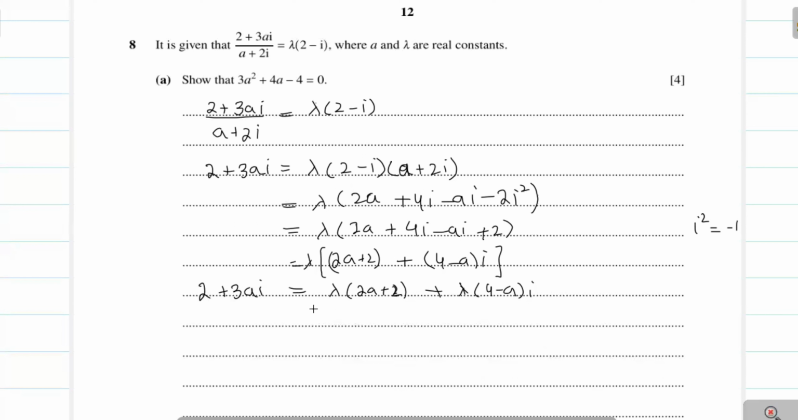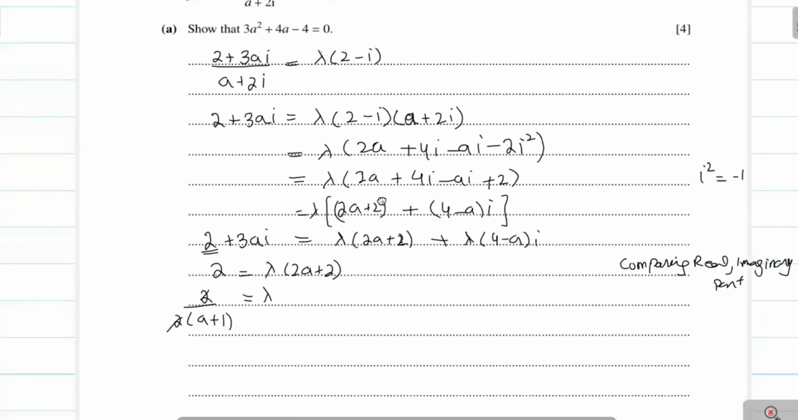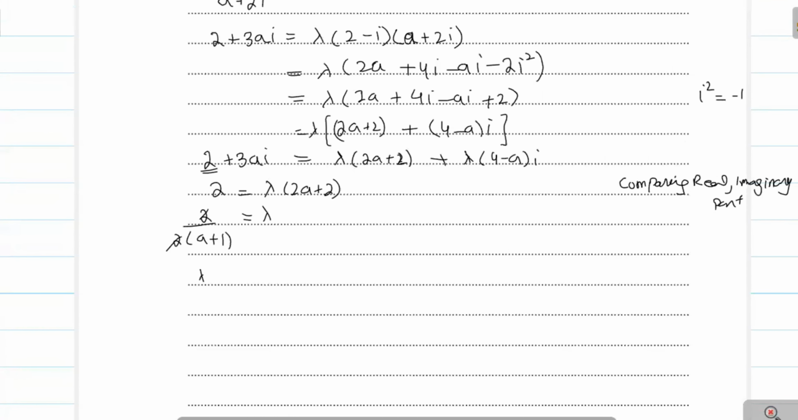Now comparing the real and imaginary parts. On the left hand side the real part is 2 and on the right hand side the real part is lambda times 2a plus 2. Now we can write lambda equal to 2 over 2a plus 2, we can write 2 into a plus 1. Therefore, 2 will be cancelled, and lambda equal to 1 over a plus 1.